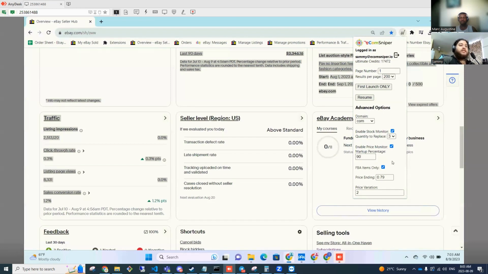You can put 90. You know what I mean? So if you want to make more profit per listing, you can just put in 90, and it's going to go ahead and change all of the prices to a 90% markup. This is what I did, but let's put it back to 65. We'll keep it, because even if we put it at 90 right now, it's going to take maybe a whole day to update the entire store. But yeah, I think that'll be a good update.